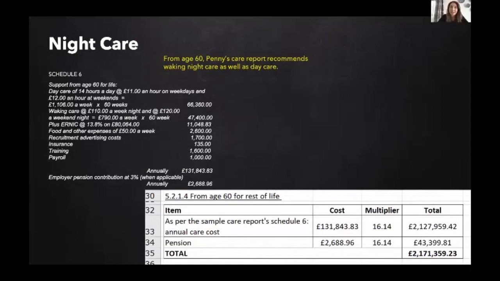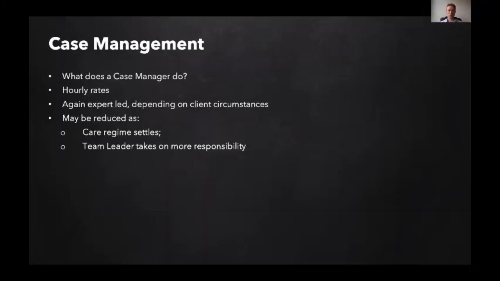Brilliant, thanks, Anna. And that brings us to the end of care costs. And now we'll move on to case management costs. Ben, what is the role of a case manager? What do they do for the injured client? And how will those costs be reflected in the schedule of loss?